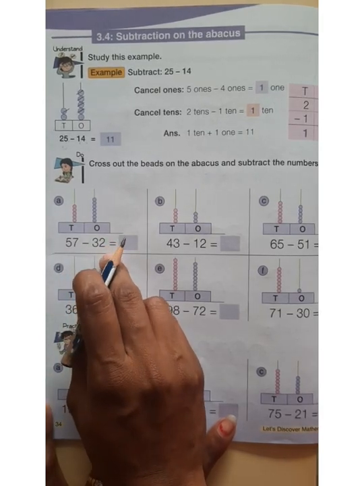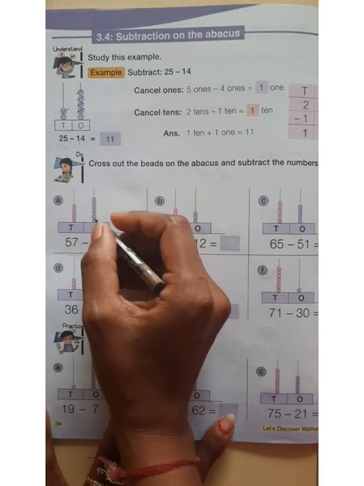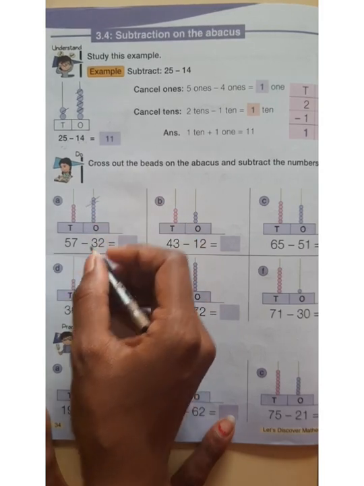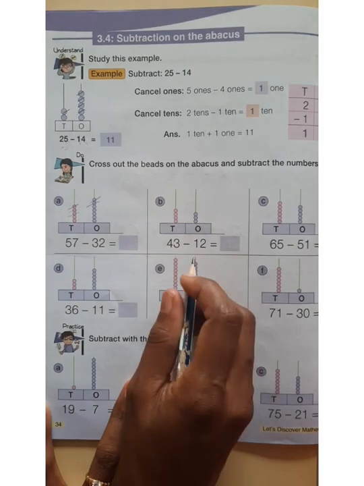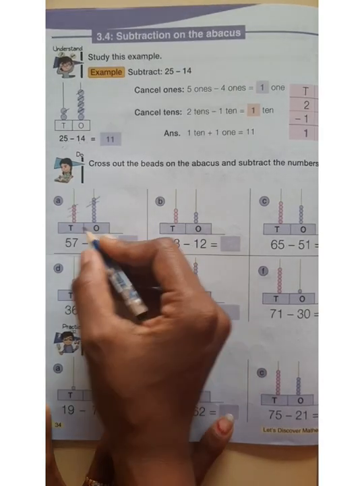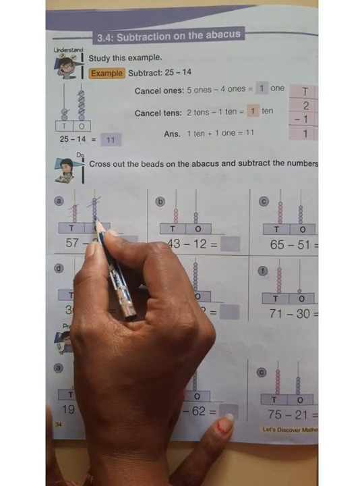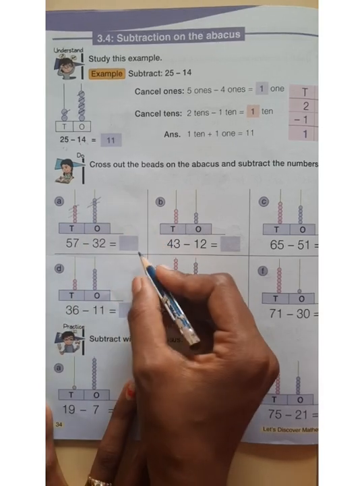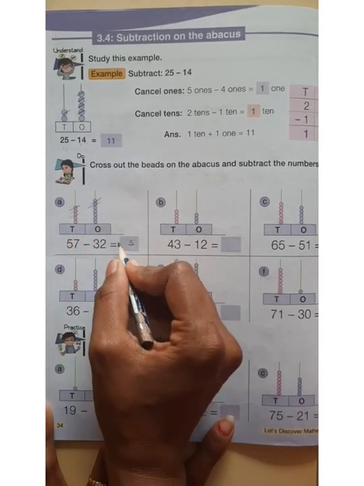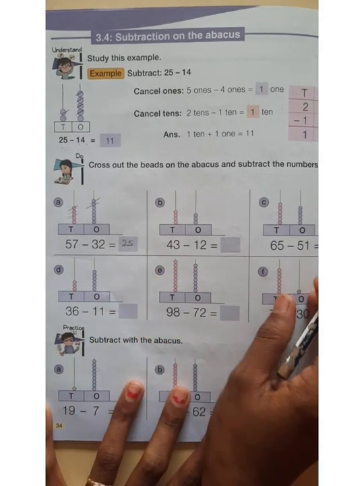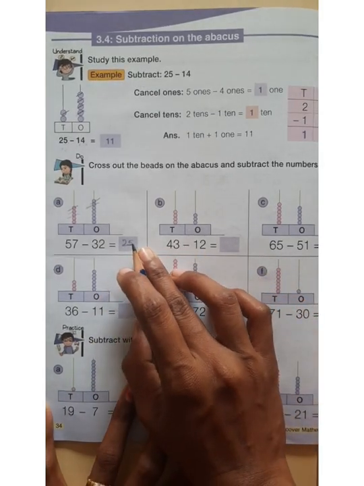Always subtract the ones first. 2 ones you subtract: 1, 2. And 3 tens: 1, 2, 3. So what is remaining? You write. How many ones are remaining? 1, 2, 3, 4, 5. 5 ones are remaining. And how many tens are remaining? 1, 2. 2 tens are remaining. So the answer is 25. Isn't it?